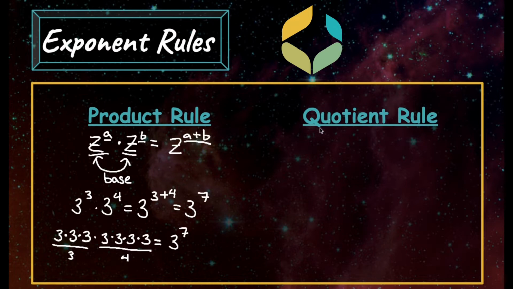The quotient rule tells us that if we have exponents with the same base dividing, we have to subtract the exponents. So if we have z to the power of a over z to the power of b, this is going to be z to the power of a minus b. We're just going to be subtracting the exponents when we have the same base. Once again, in this case, the z is our base, and a and b are our exponents.